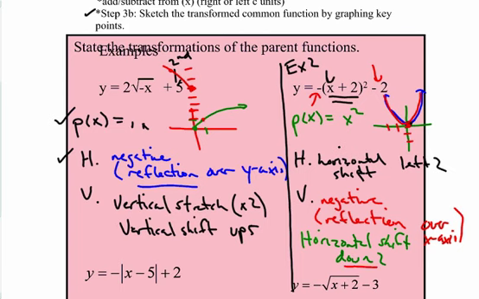So I'm going to have my vertex now at negative 2, negative 2. And all my other values are going to be reflected downward. And that is how we can transform and identify transformations of different common parent functions.